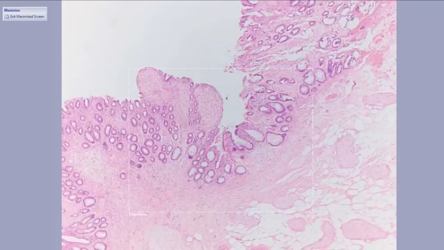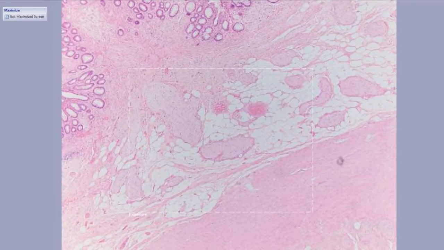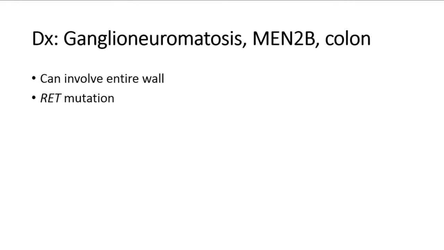This is not going to be sporadic. This is not going to be in patients with Cowden syndrome. This is going to be in patients with multiple endocrine neoplasia, MEN2B. This can obviously be symptomatic. This needs to be taken out. And if you did genetic analysis on the tumor, you might find that it has a RET mutation, which corresponds to the MEN2B syndrome. Excuse me.